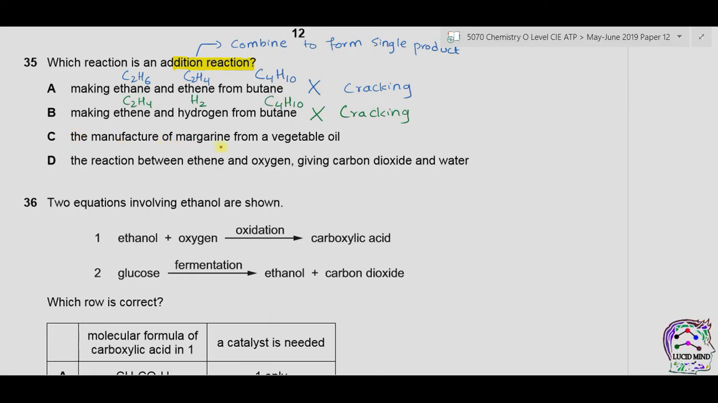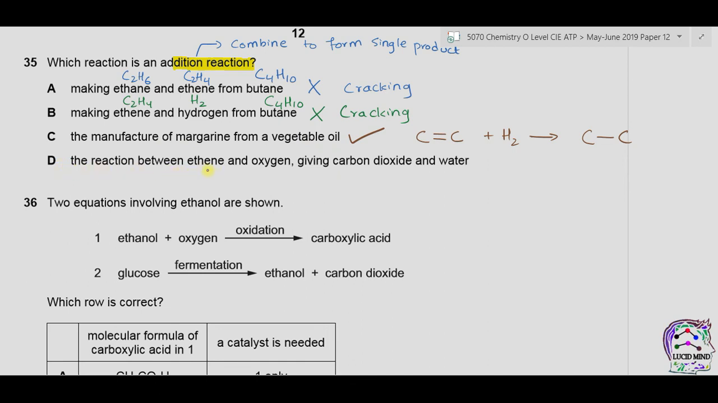C, the manufacture of margarine from vegetable oil. Now this is a true statement because in vegetable oil unsaturated compounds are present which contain double bonds. So upon addition of hydrogen, it will convert into single bonds, so therefore margarine is formed.